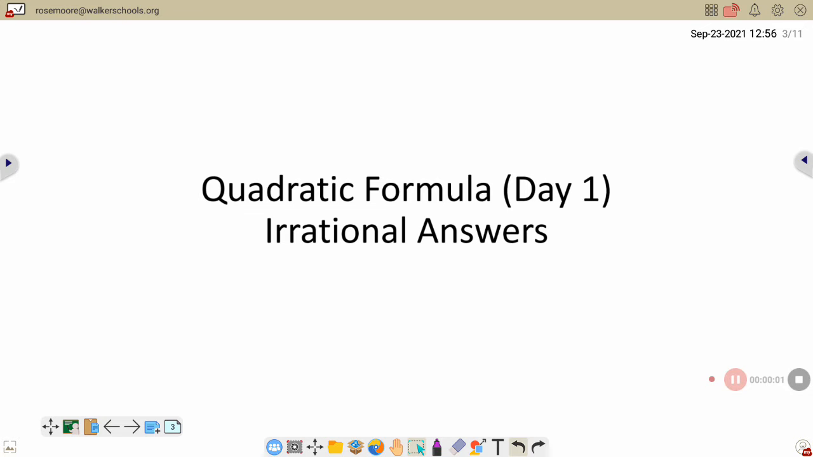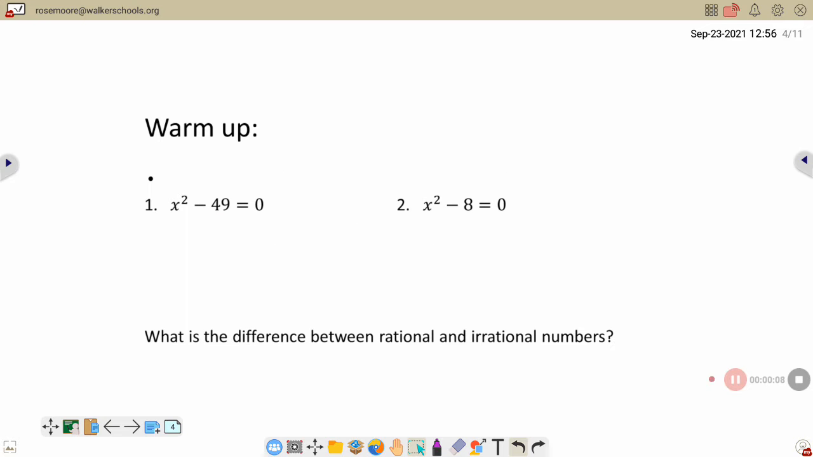All right, today we'll begin the second part of solving quadratics. We're going to be using something called the quadratic formula. All right, so here we have our warm-up. Pause now to do it on your own.